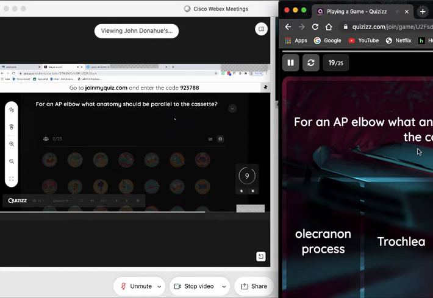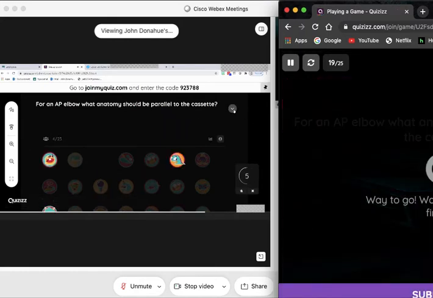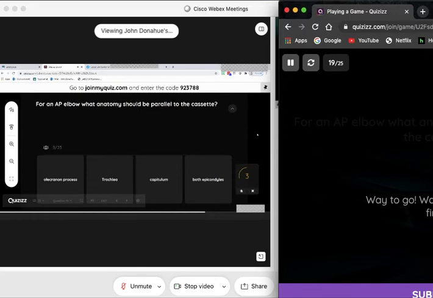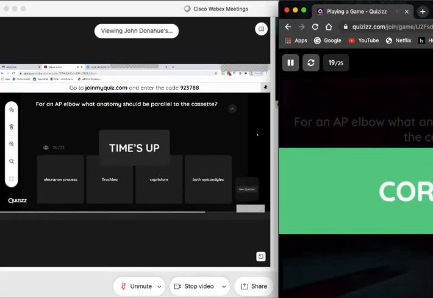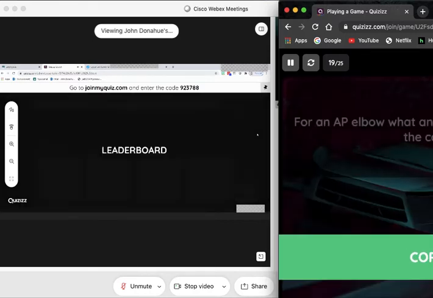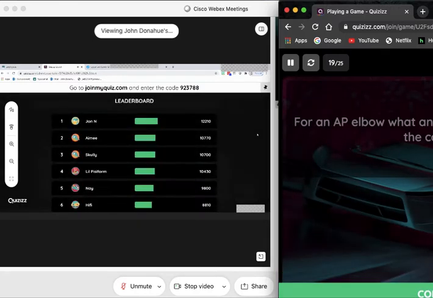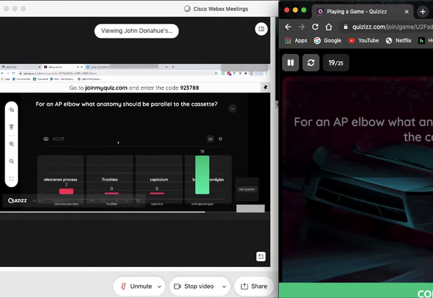For an AP elbow, what anatomy should be parallel to the cassette? Evaluation criteria is your clue. That's going to be specifically both of our epicondyles. It should be parallel to our cassette. You want to palpate that on the patient's elbow to make sure they're not obliqued. Really parallel to that cassette.